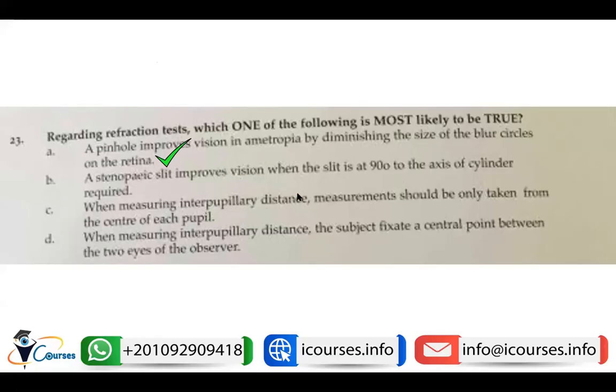rays. So if the patient has myopia or hypermetropia, this will cause refraction by the peripheral part of the cornea and the lens, and this will cause blurring of the image over the retina. And what happens is that the pinhole will allow only the central light rays to hit the retina. So it will eliminate the effect of the peripheral light rays, which cause the blur circle over the retina. So this is a true answer.